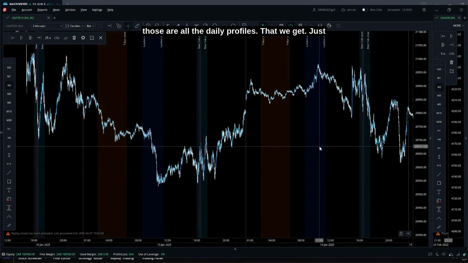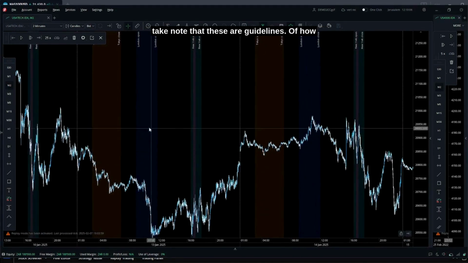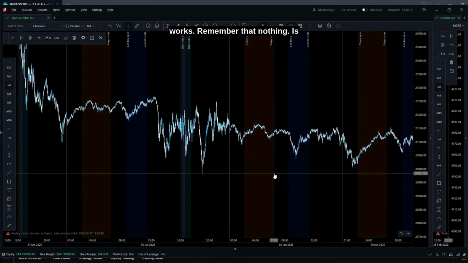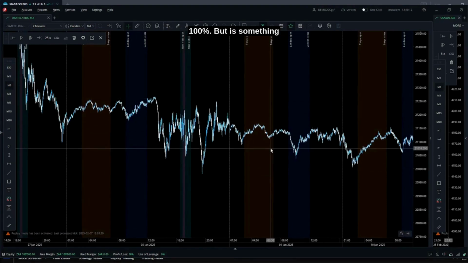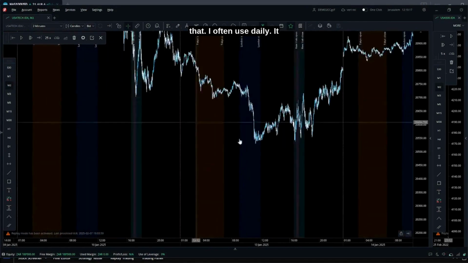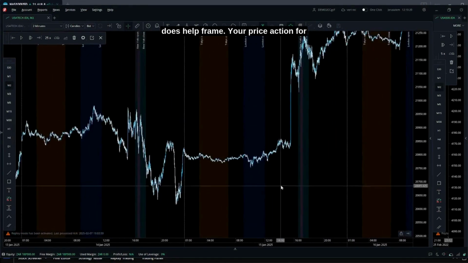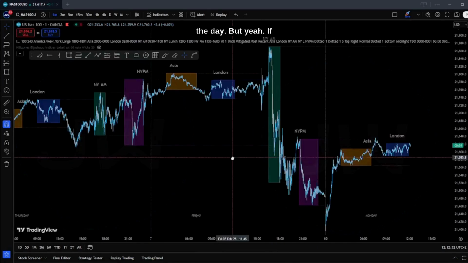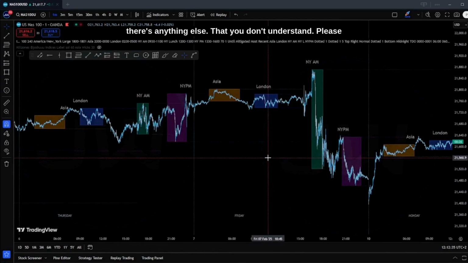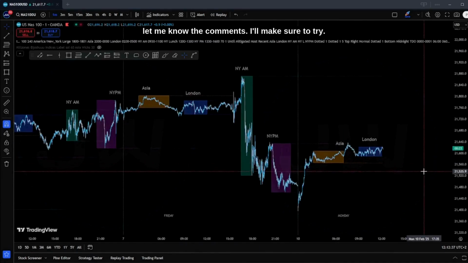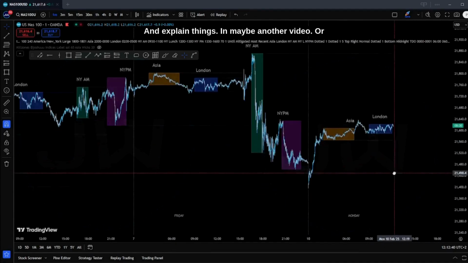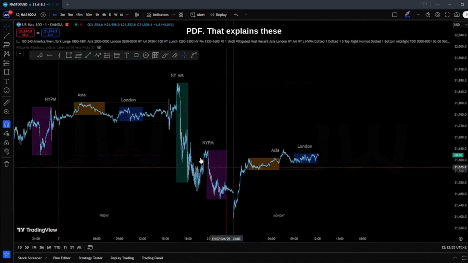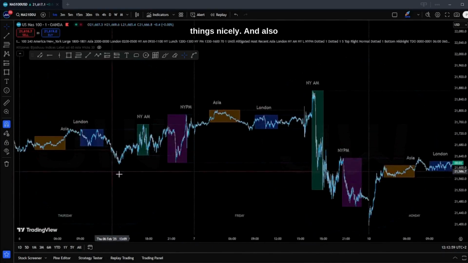So those are all the daily profiles that we get. Just take note that these are guidelines of how these profiles work and how price action works. Remember that nothing is 100%, but it is something that I often use daily. It does help frame your price action for the day. But yeah, if there's anything else that you don't understand, please let me know in the comments. I'll make sure to try and explain things in maybe another video or directly in the chat. But make sure that you check out the PDF that explains these things nicely.